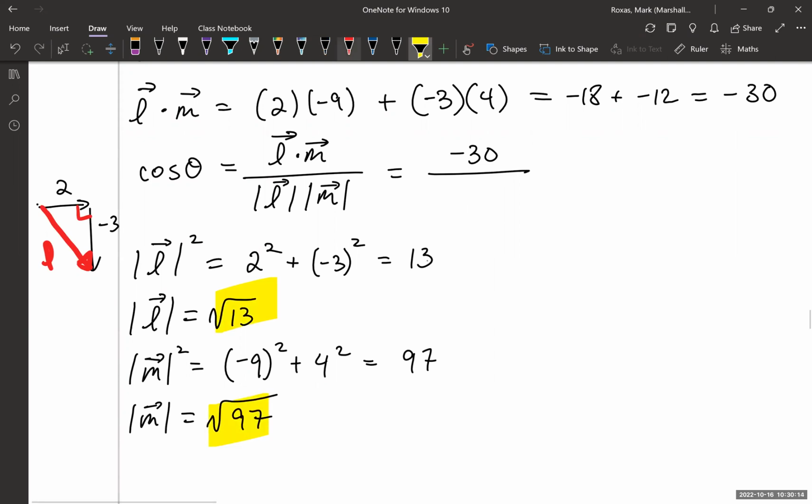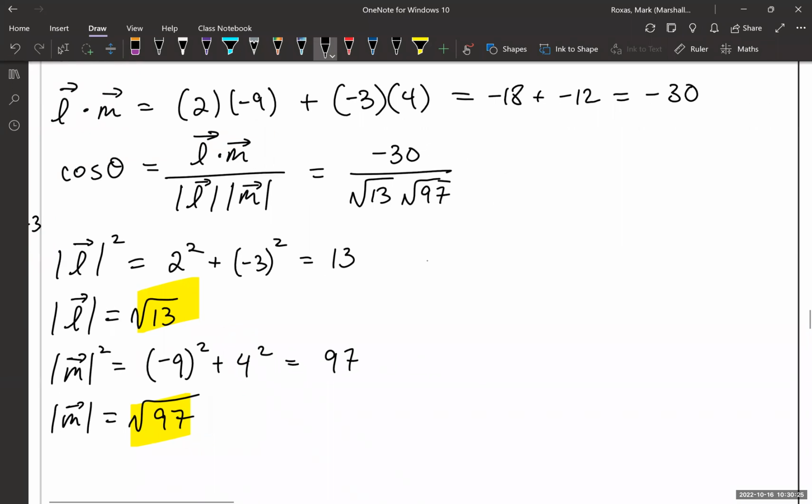As I said, I didn't mention this earlier, but I'm just going to leave them in exact form. You never want to really turn these into decimals as you're going through, because then you lose information as you go through. So leave them in exact form.